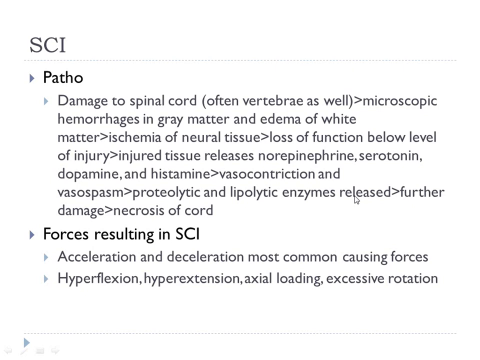When the spinal cord is damaged, neurotransmitters are released, like norepinephrine, serotonin, dopamine, and histamine. And those neurotransmitters, the mechanism of most of them, cause vasoconstriction. So therefore, it inhibits even further the ischemia to that area of the spinal cord.